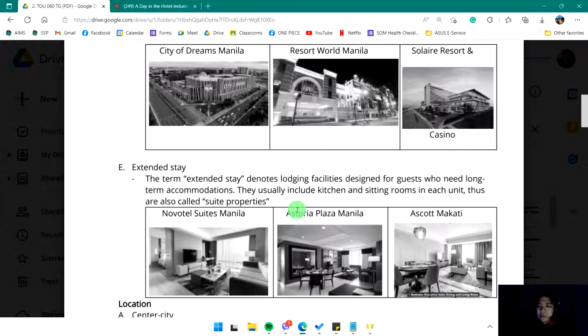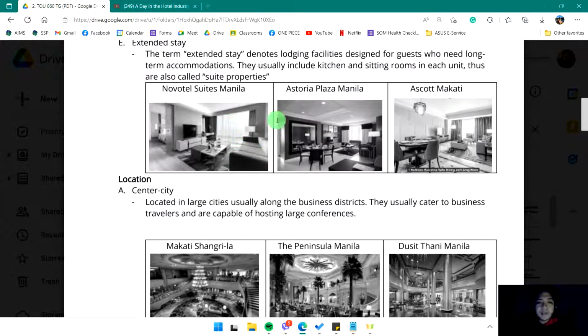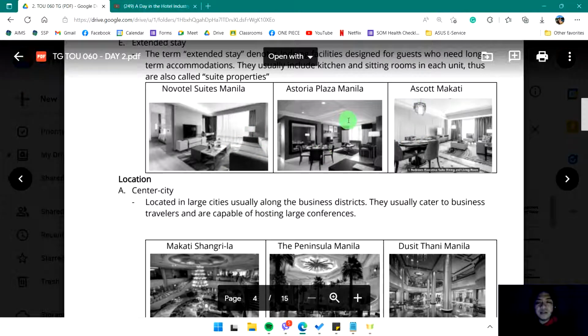More on living situation, and ang pinaka-focus ng ganitong mga hotels is the comfort of the stay and the utility of the room. So, yan yung mga hotels sa Metro Manila na pwede ninyong considered as extended stay hotel. We have the Novotel Suites in Manila, Astoria Plaza also in Manila, and Ascot in Makati.